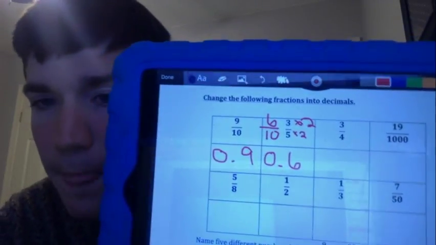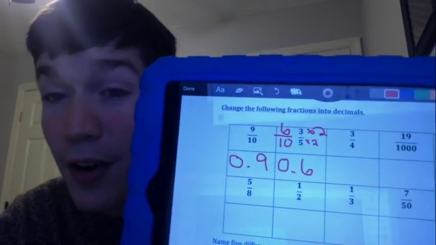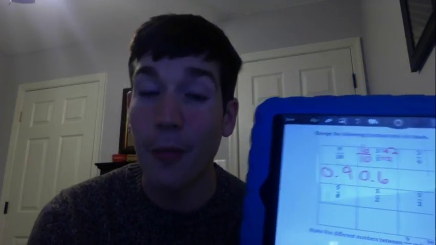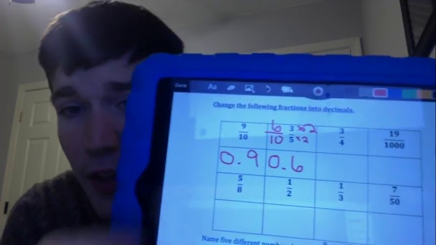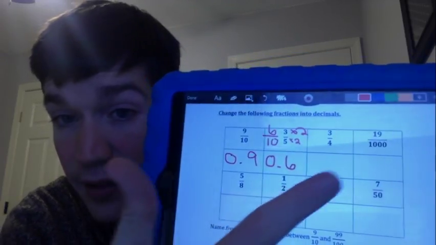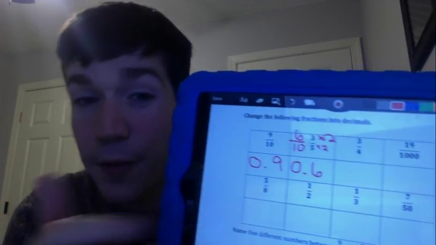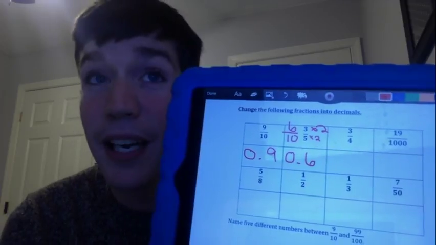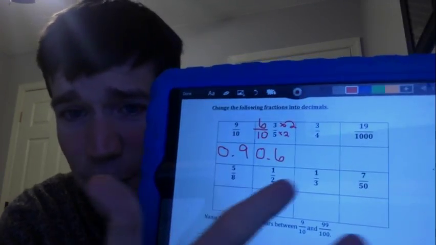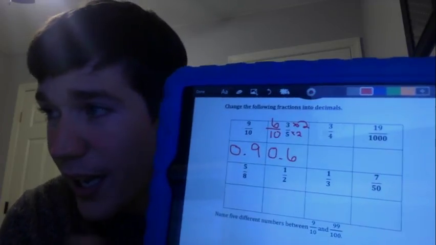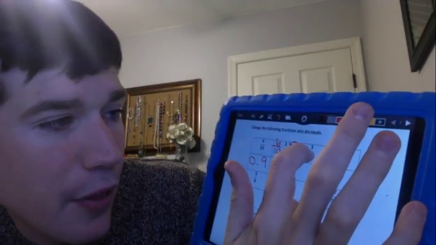All right, moving on. 3/4. Now, we know that 3/4 is one of the benchmark fractions that we've talked about on our number line, and we'll be talking about that later when we get to our number line. But one thing we can do with 3/4 is that we can't split it into 10 pieces, but we can split it into 100 pieces. So we're going to take this 4 and turn it into 100.